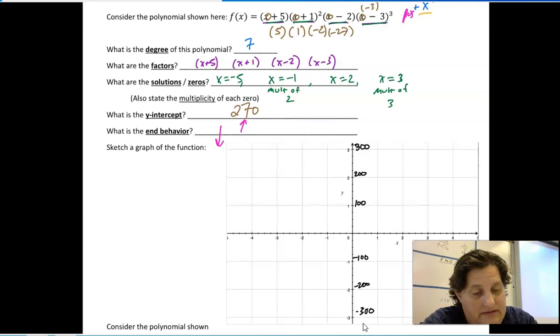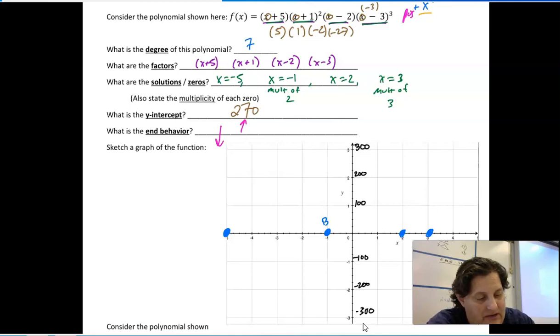The first thing I do is put my solutions: negative 5, negative 1, 2, and 3. I'm also going to remind myself of what happens at each one. At negative 5, it just crosses like normal. But at negative 1, it's going to bounce right here, so I'm going to put a little B to remind myself when I'm drawing it.